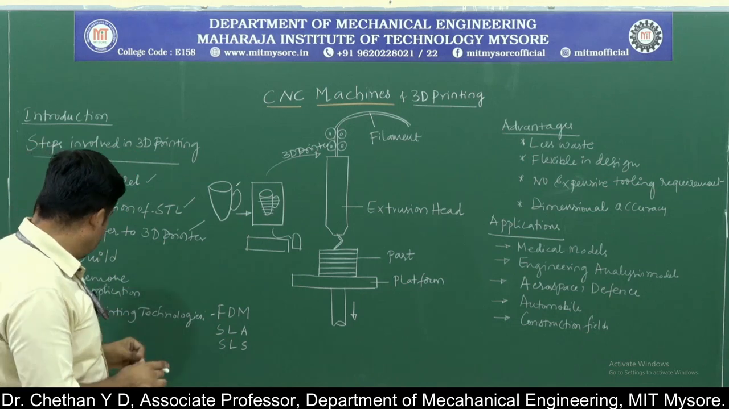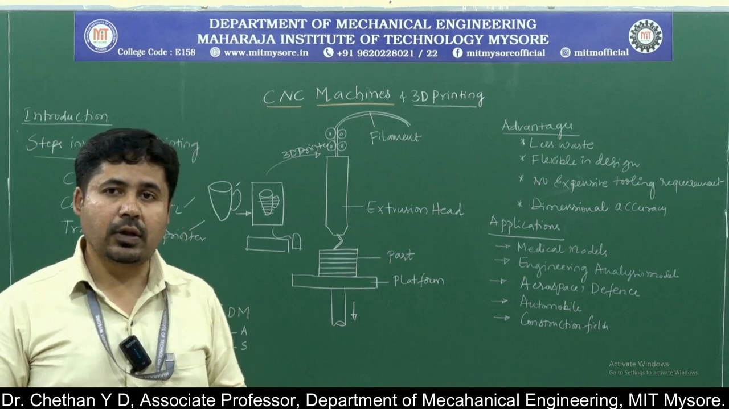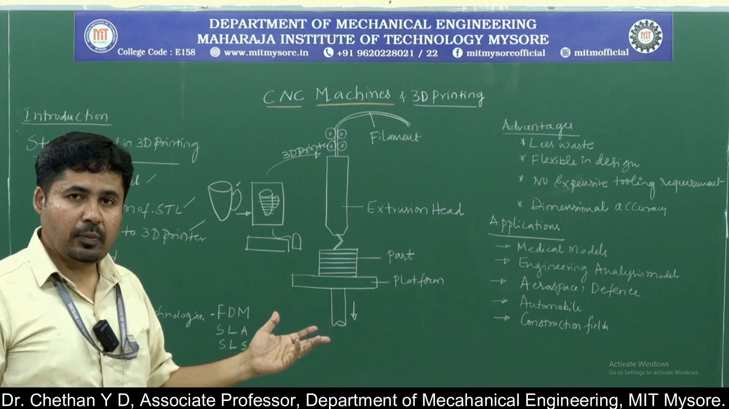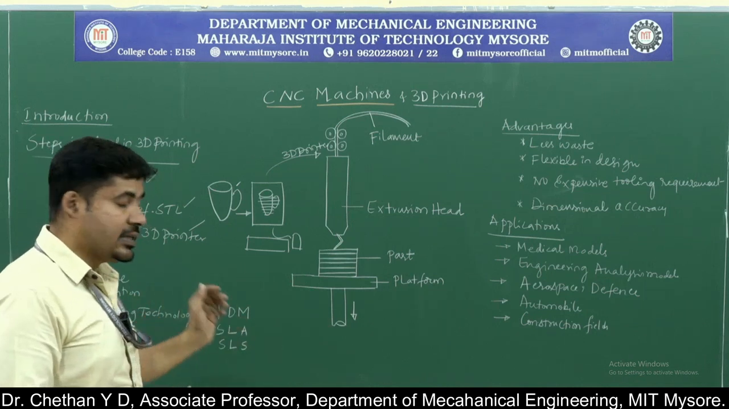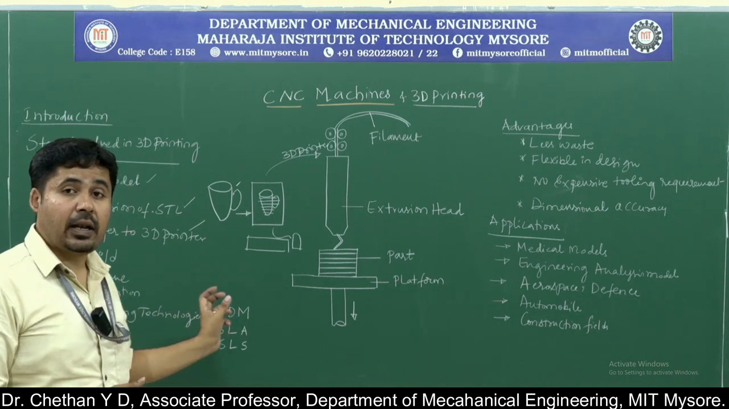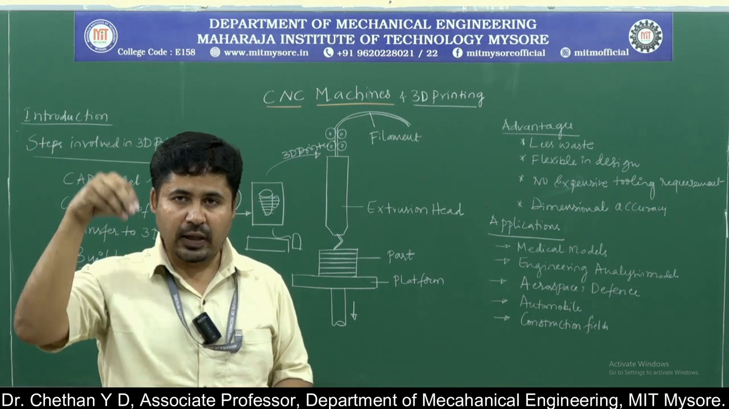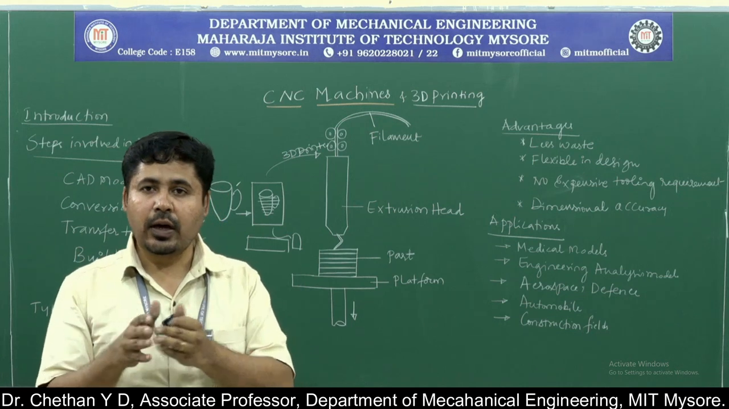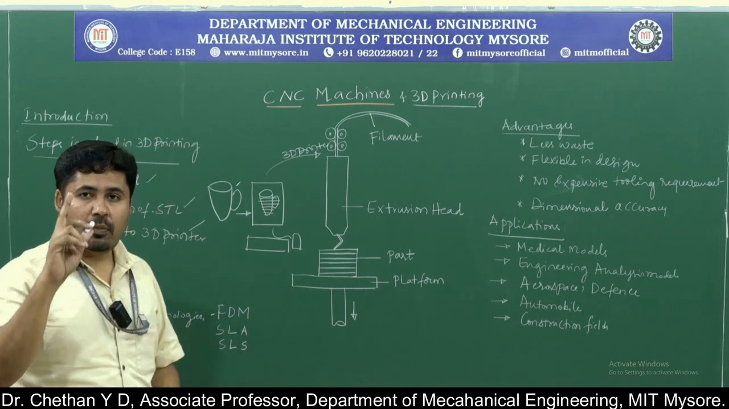Then different types of printing technologies are associated with industries. The first one is FDM, which is commercially available. FDM stands for fused deposition modeling. The second one is SLA, stereolithography, and the third one is SLS, which stands for selective laser sintering. With the help of a laser, we sinter the powder, and eventually you get the product. The raw material used in FDM is a filament.